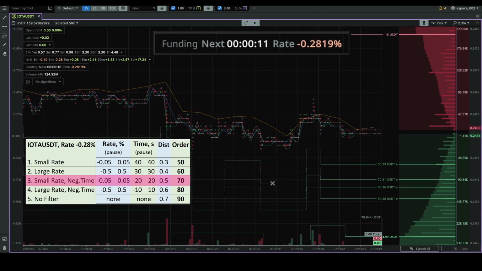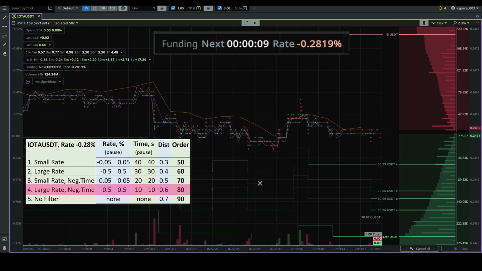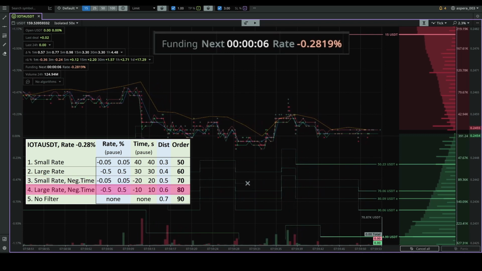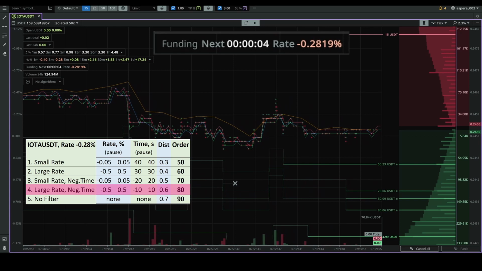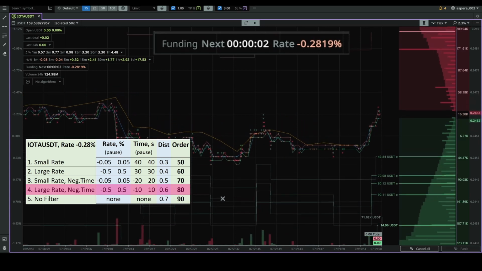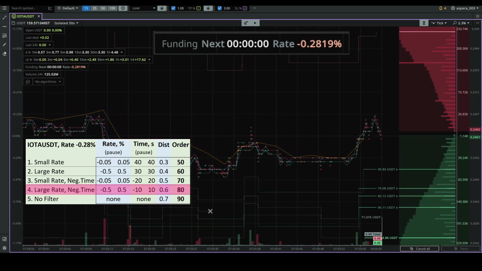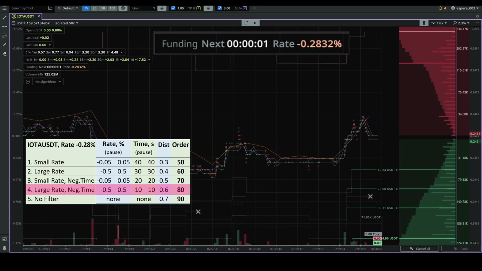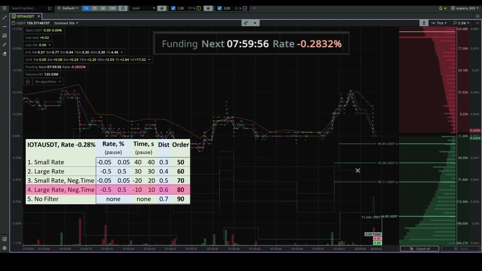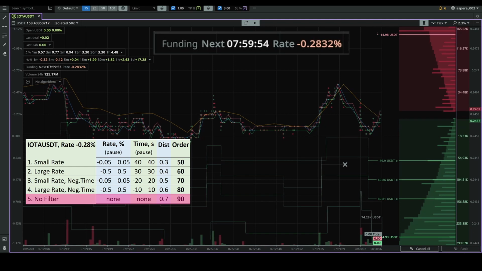Now the moment of truth. Will the 80 USDT order be cancelled at minus 10 seconds? Well, no. It keeps running. And it is cancelled exactly at 0 seconds, but that's due to the positive time after the funding. Obviously, nothing happened to the order with no filter.